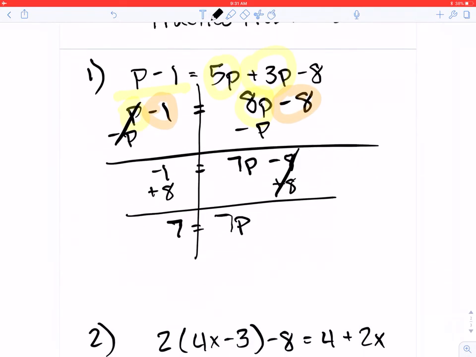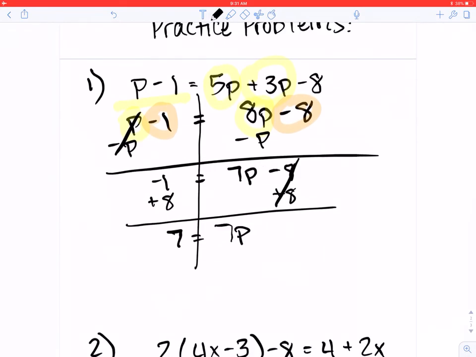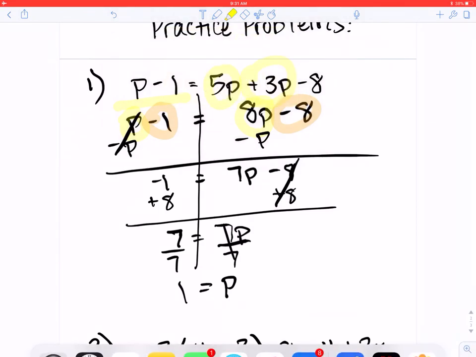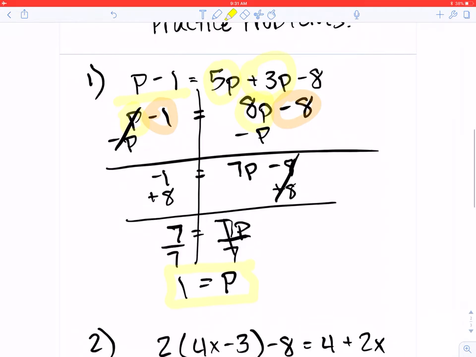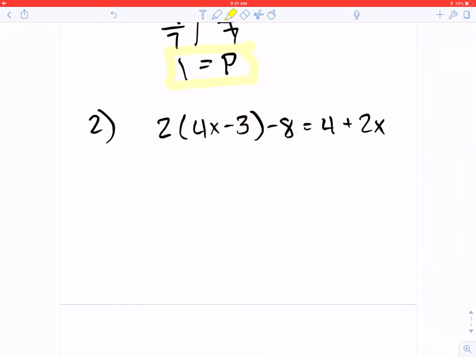Well, now I need to do equal sharing. So I'm going to divide both sides by 7. That leaves me with 1p equals 1. So my answer is p equals 1. Or 1 equals p, same thing. Let's try another one, but this one is distributive property.